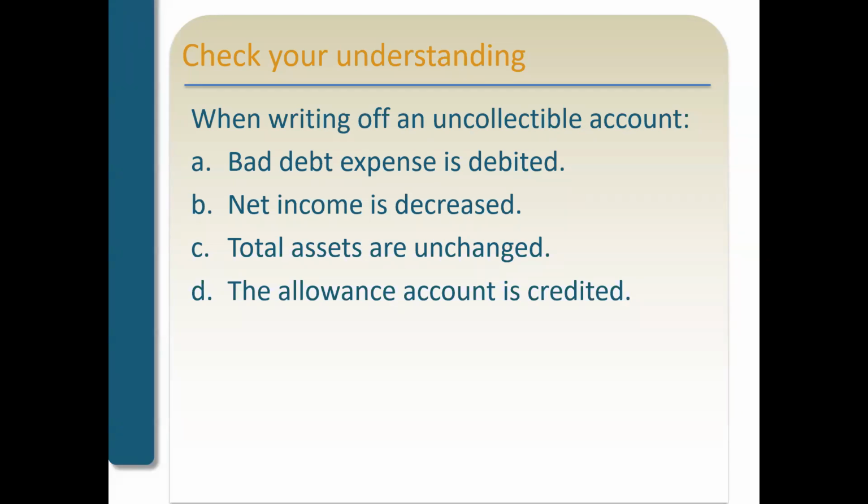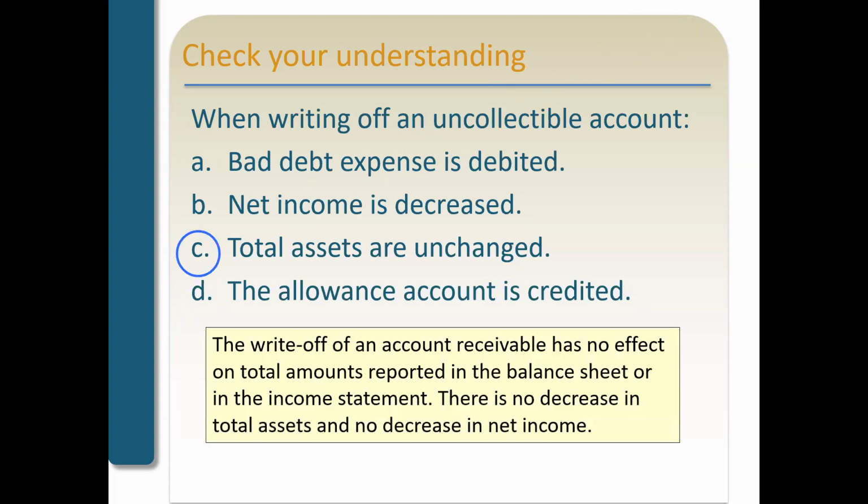Who wants to take this one? When writing off an uncollectible account, A, bad debt expense is debited? No. B, net income is decreased? C, total assets are unchanged? Or D, the allowance account is credited? Net income is decreased. Any other thoughts? C.